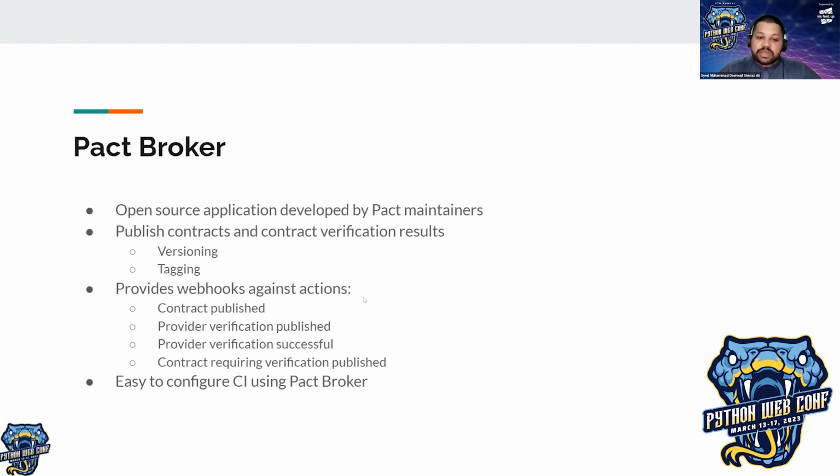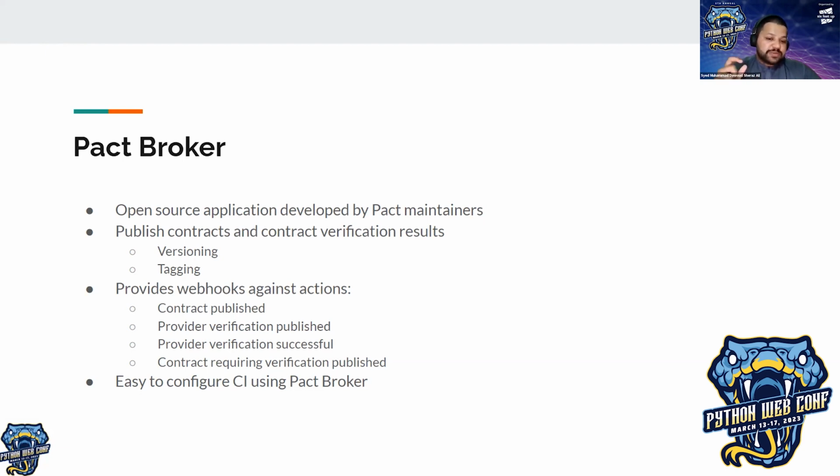One great thing is that there are built-in webhooks. So whenever a contract is published or the verification results are published, there are webhooks in Pact Broker, and against those webhooks, we can do certain actions. So let's say when a consumer publishes a contract, we want to verify that contract against a provider. We can configure a webhook for that. So whenever a contract is published, we can trigger a new build on Travis or on GitHub Actions to start that verification flow on the provider.